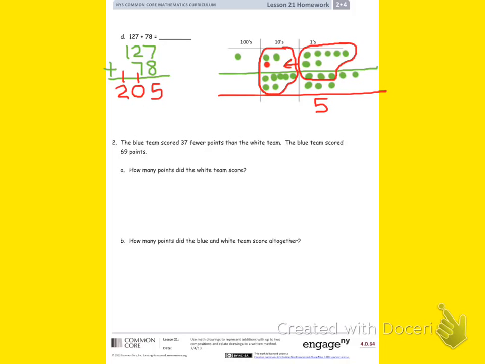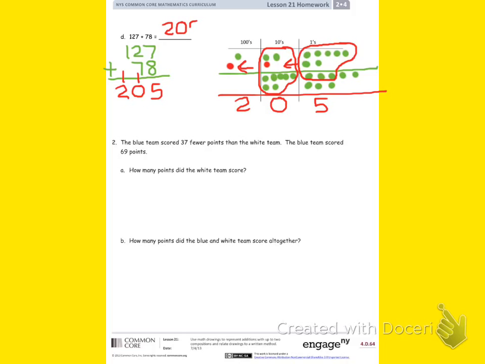This group of 10 tens will go over to the hundreds column because 10 tens makes one group of 100. There are no tens that remain uncircled. And one group of 100 plus another group of 100 makes 2 groups of 100. So the sum is 205.